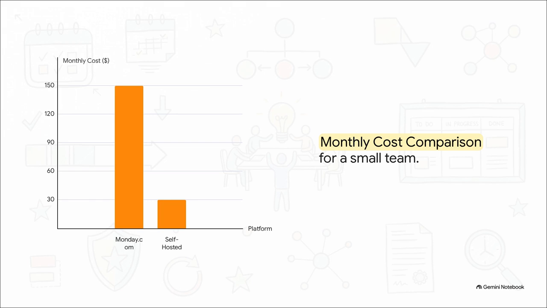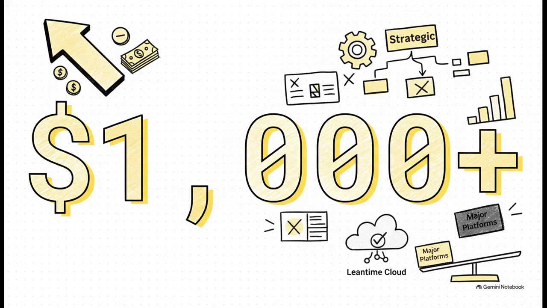Contrast that with self-hosting Leantime on a standard PHP environment. That runs roughly $15 to $30 a month for the server infrastructure. That single decision represents an annual saving over $1,000. And you're actually getting strategic planning tools that those expensive competitors completely leave out. Even if you choose the official Leantime cloud-hosted version, it still generally undercuts comparable pricing from the major commercial platforms.